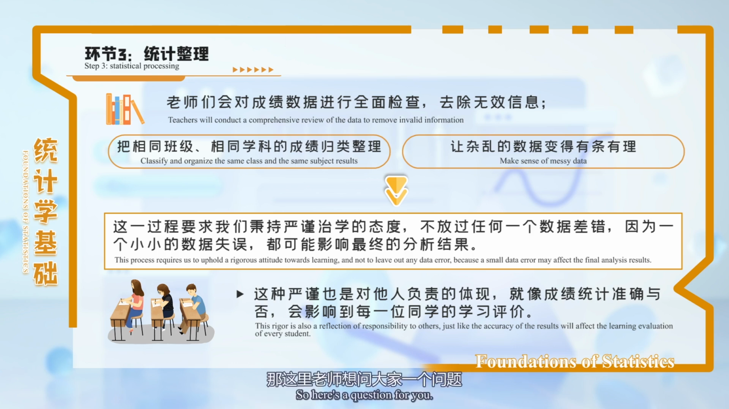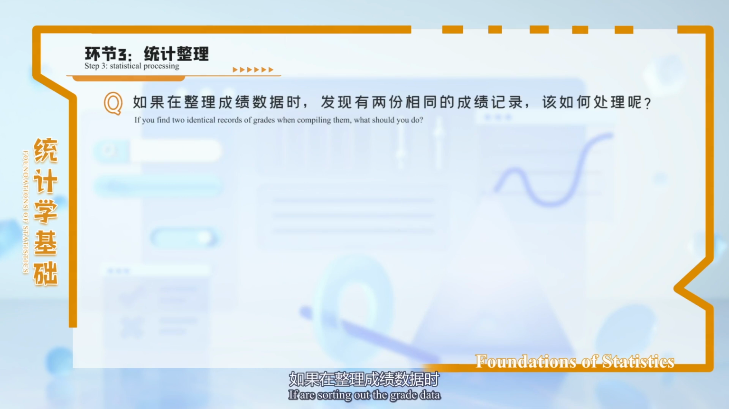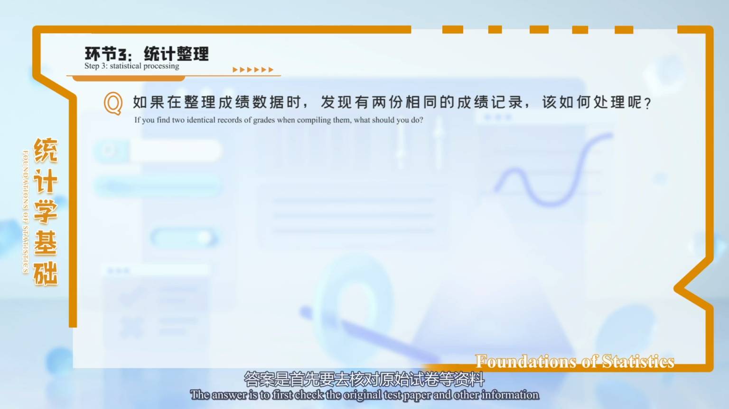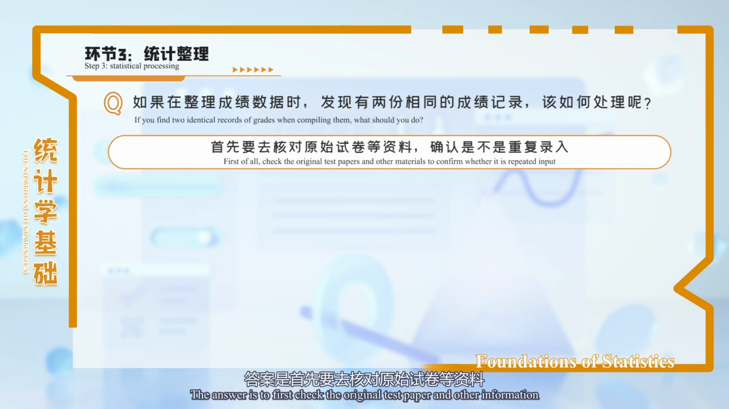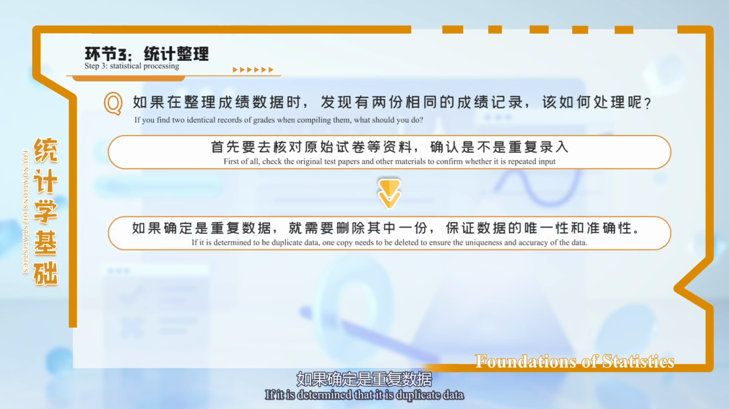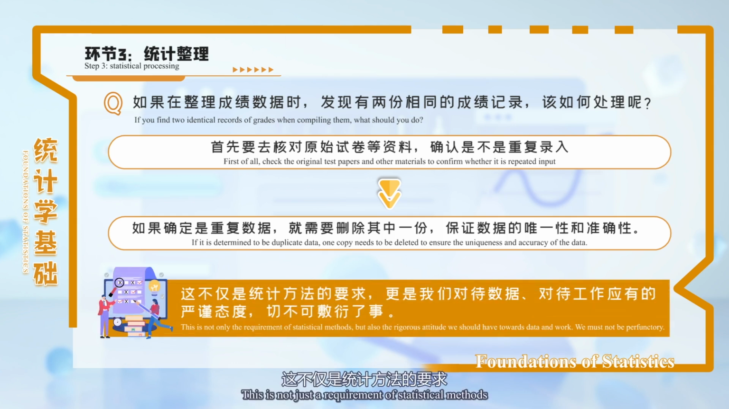So here's a question for you. If while sorting out the grade data, you found two identical records, how do you deal with it? The answer is to first check the original test paper and other information to confirm whether it is a repeated entry. If it is determined to be duplicate data, you need to delete one of them to guarantee the uniqueness and accuracy of the data. This is not just a requirement of statistical methods, but also the rigorous attitude we must have in treating data and work. Don't be perfunctory.